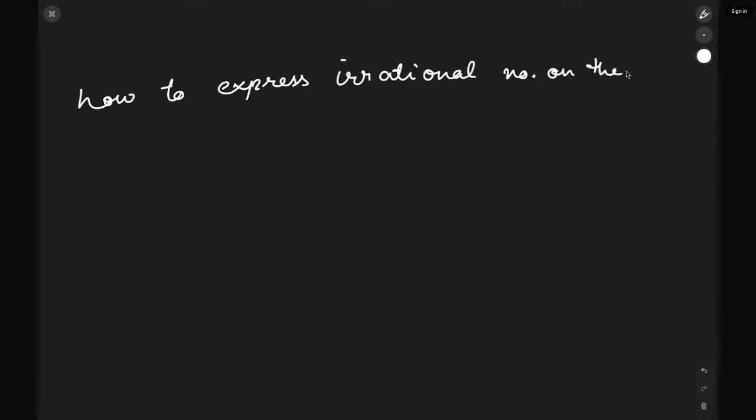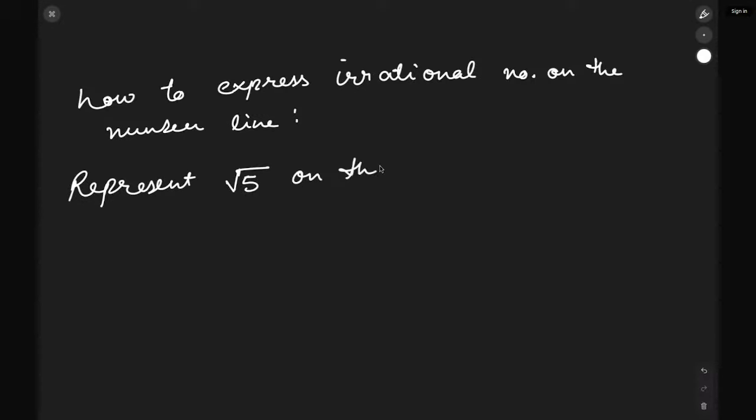So the last question for today is how to express irrational numbers on the number line. Alright, so I'll do this with an example. Let's say the question is to represent under root 5 on the number line.